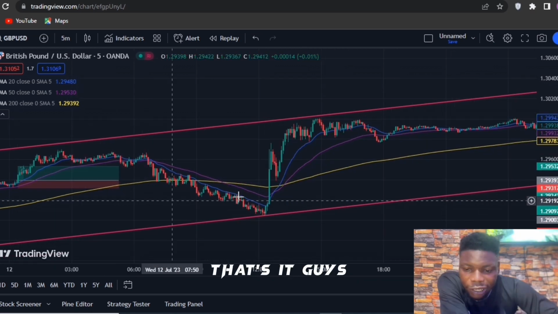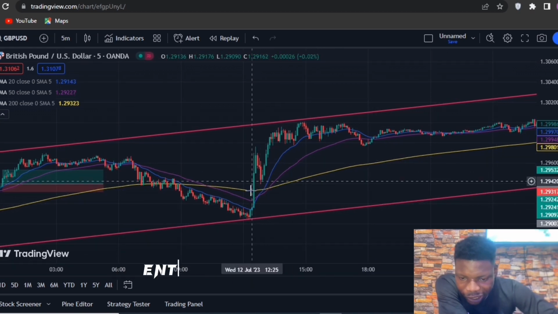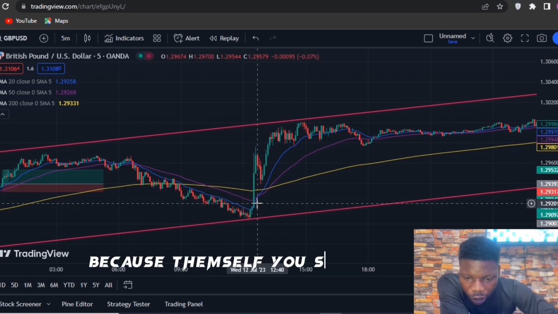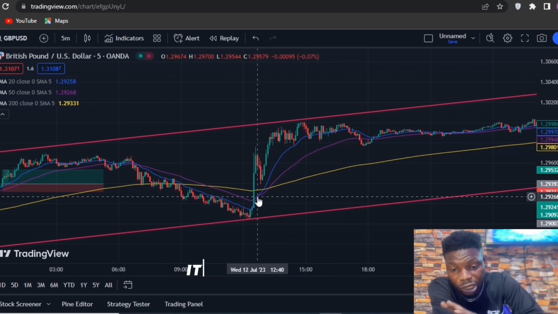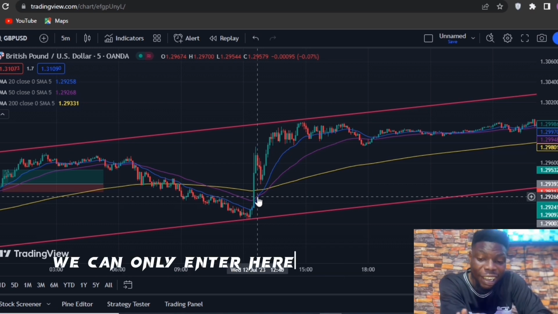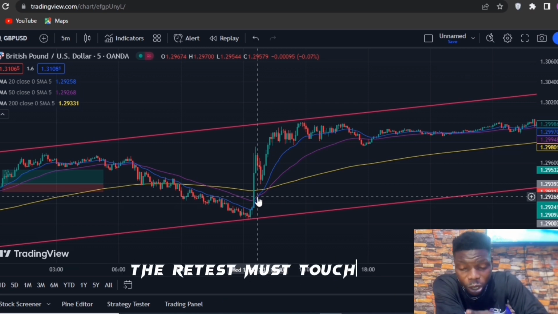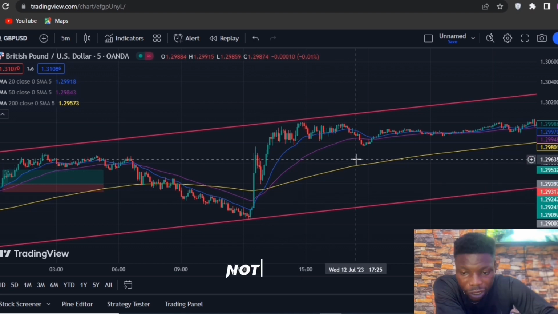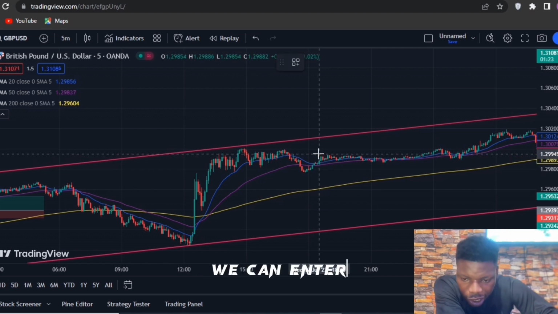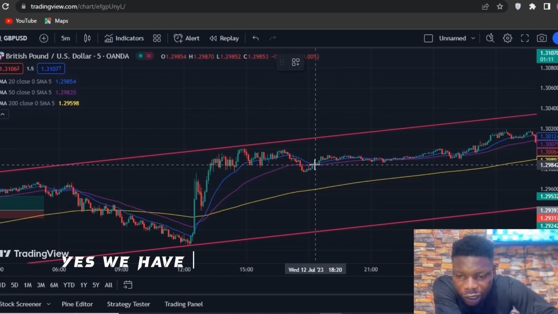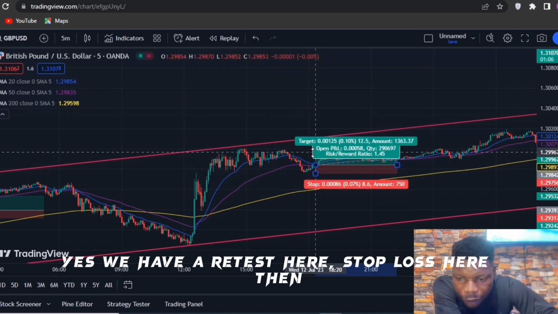But that's it, guys. You can go on and on and take multiple examples. You can see it crossed it, but we can't enter because it crossed below the 200 average. We say no. We can only enter here now when we see a retest. And where would that retest occur? The retest must touch the 50 EMA, not the 20. Understand? We can enter here. Yes, we had a retest here. Stop loss here. Then 1 to 2.